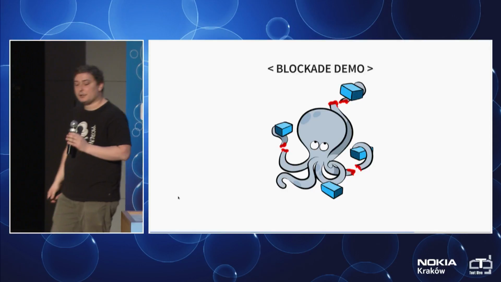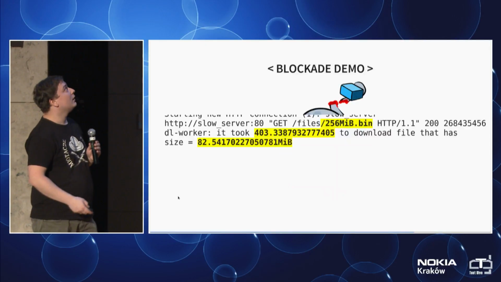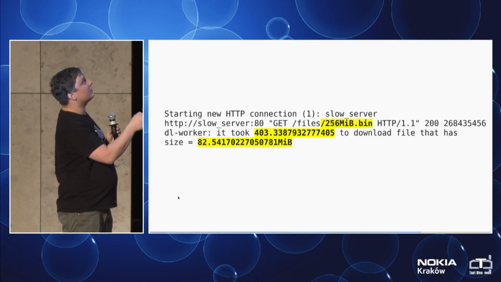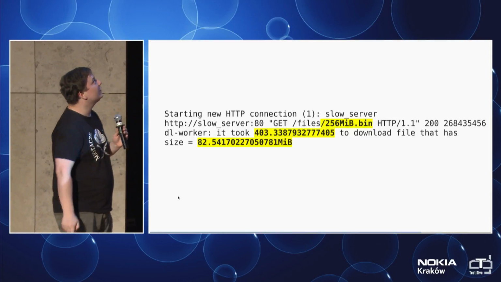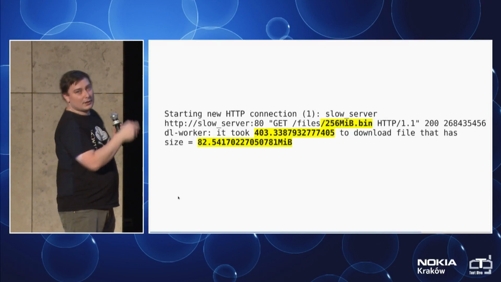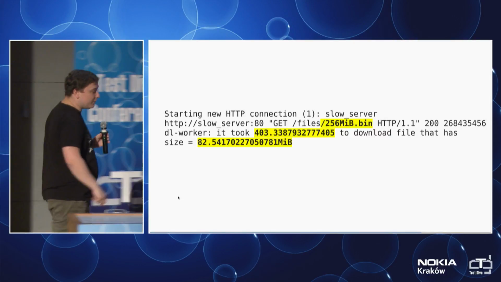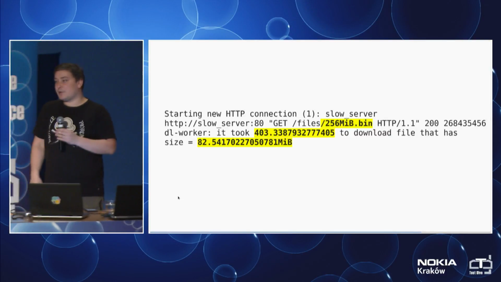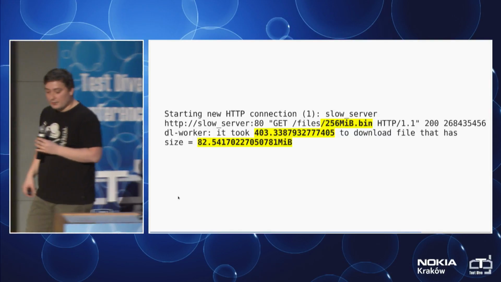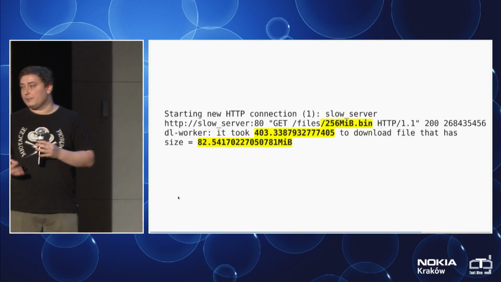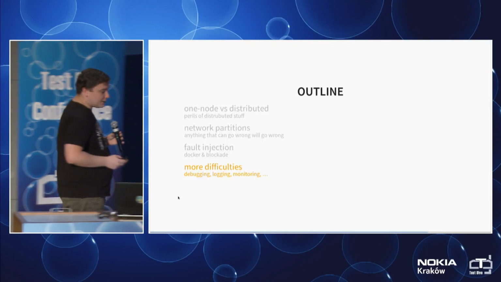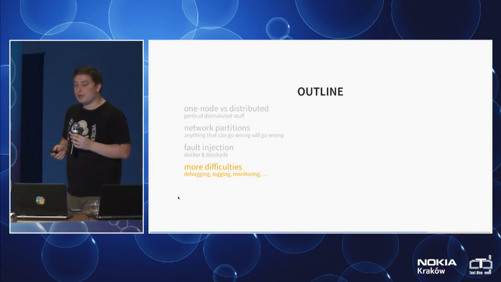When I was practicing this presentation, I was running this over and over, and I have found problems like this. So I was ordering it to download a file that was 256 megabytes, but it reported success after 400 seconds, and it downloaded only 82 megabytes. And it was successful from its perspective. So as you can see, we can find problems with this tool, and a lot of problems can be in even simple stacks.